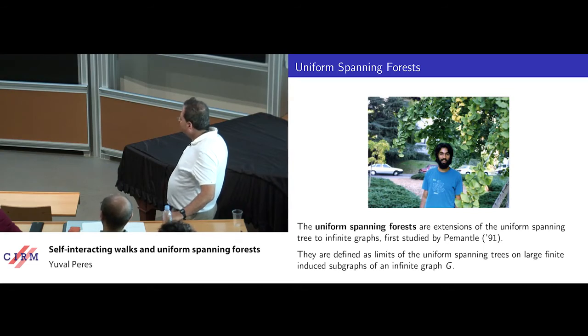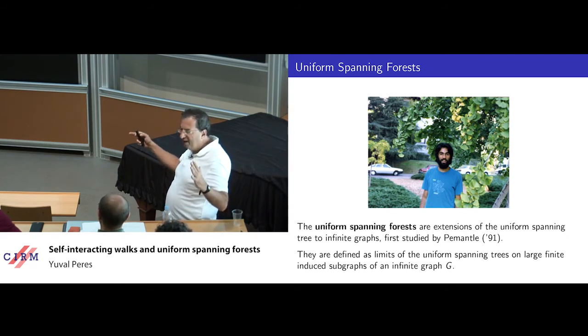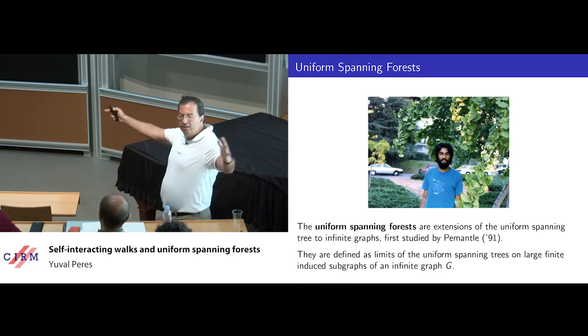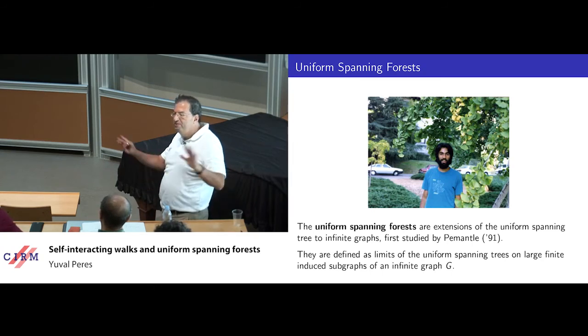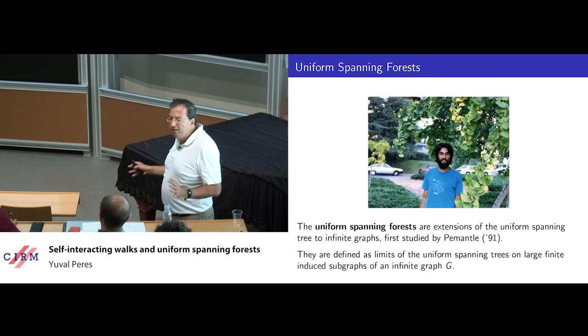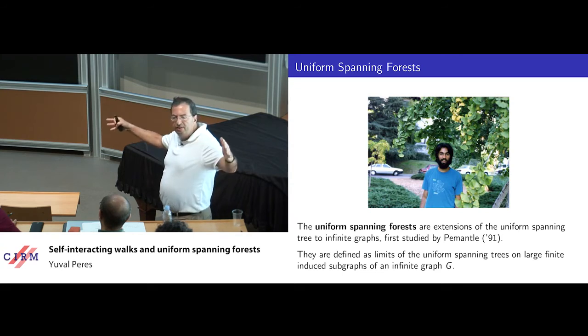All right, so a uniform spanning forest is obtained by taking a uniform spanning tree in a finite subgraph and taking a limit as the subgraph goes to infinity. So we have an infinite graph, say, locally finite but arbitrary. Take an exhaustion by a sequence of finite subgraphs. In each one, you pick a uniform spanning tree, and you pass to the limit.